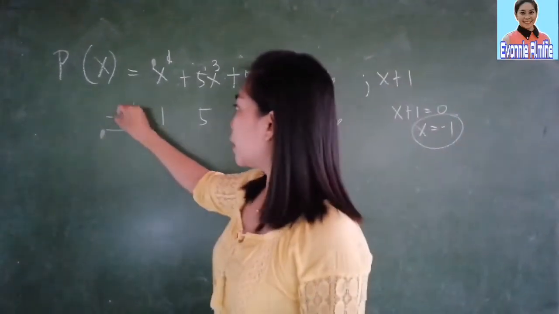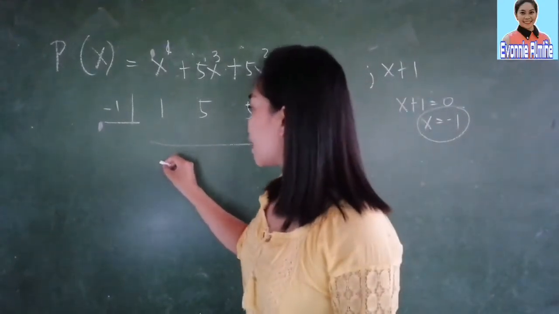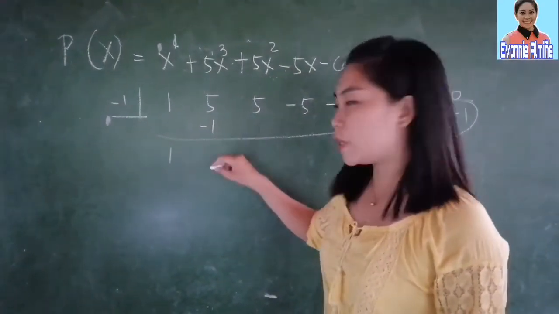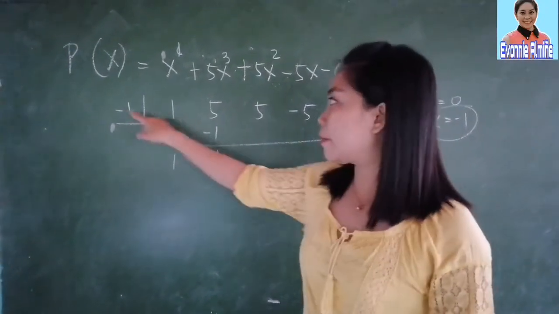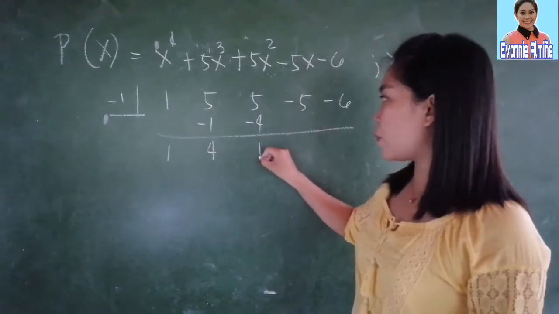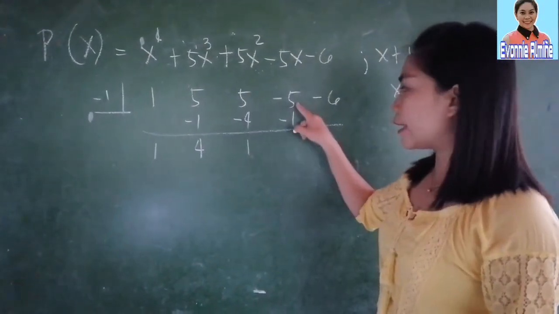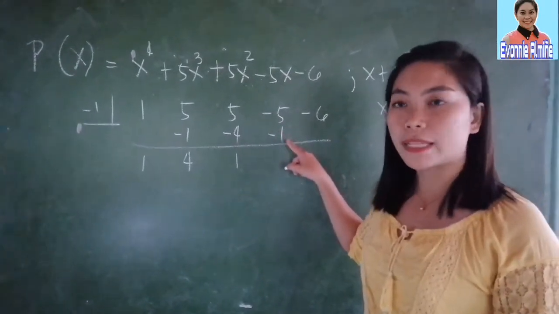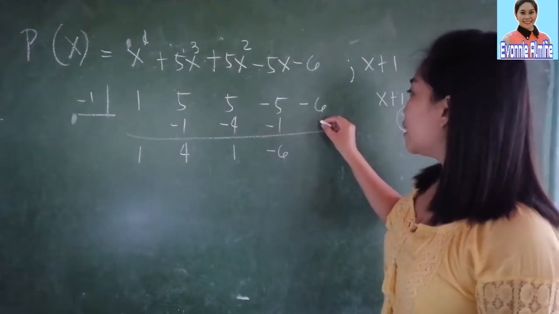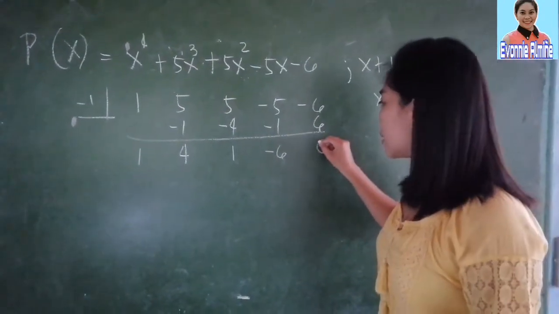So negative 1, alamin po natin yung ibang factor. So, 1 multiplied by negative 1, you have negative 1. 5 minus 1, you have 4. Multiplied by negative 1, you have negative 4. 5 minus 4, you have 1. 1 times negative 1, you have negative 1. Then negative 5 plus negative 1, you have negative 6. Multiplied by negative 1, you have positive 6. Then negative 6 and 6, you have 0.